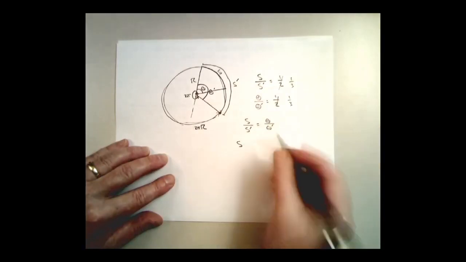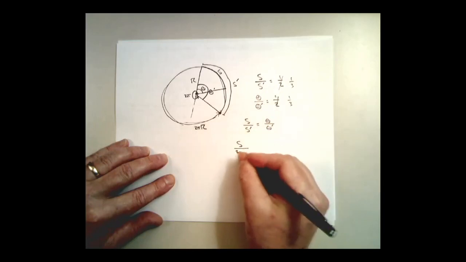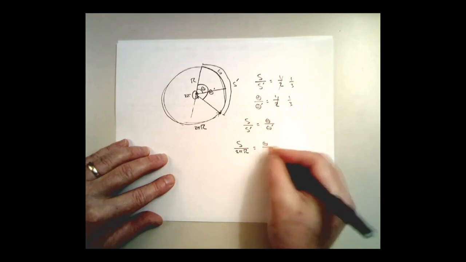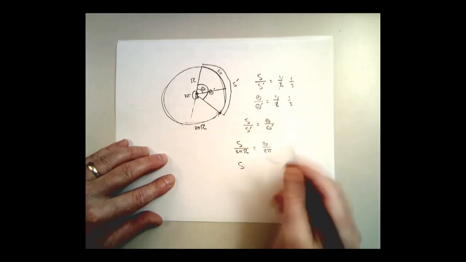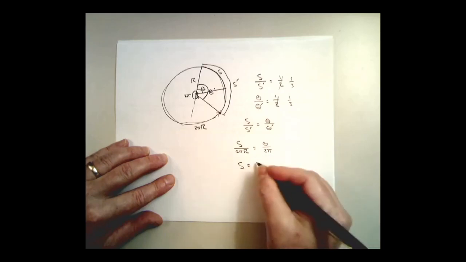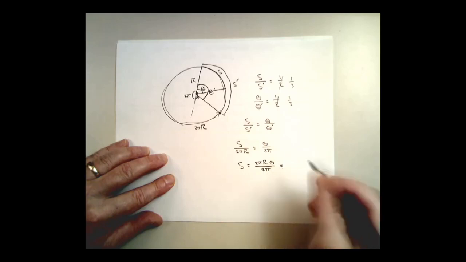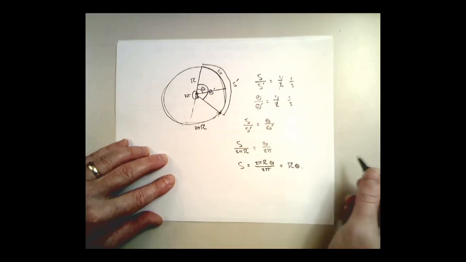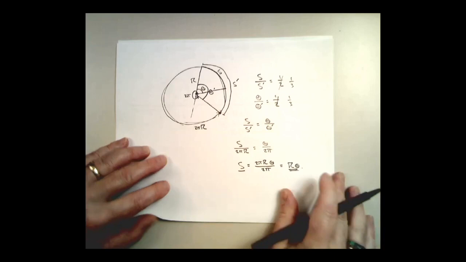So S divided by 2 pi r must be the same as theta divided by 2 pi. So a little algebra tells me that S is going to be equal to, let's see, 2 times pi times the radius times theta, all divided by 2 times pi. Well, that's just the radius times theta. And that's the relationship between S and theta.